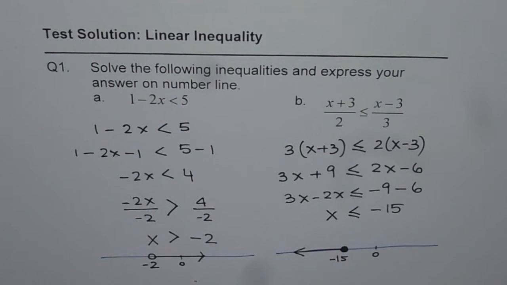So I hope you appreciate the concepts. One, when you multiply or divide by a negative number, the inequality should be reversed. Second, whenever you have fractions involved, multiply both sides by the common denominator. And third, check your answer with 0. See if 0 is a part of your solution or not. So that should be good to go for now. Let's move on and see how to solve part C and D of this question.